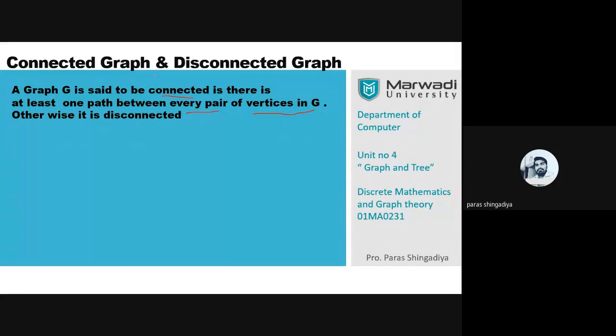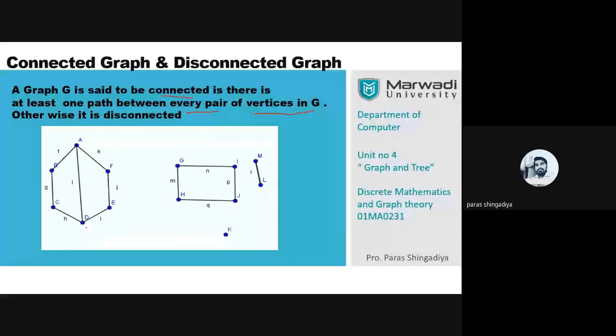So let's think about these two graphs. This graph is a connected graph and this graph is a disconnected graph.